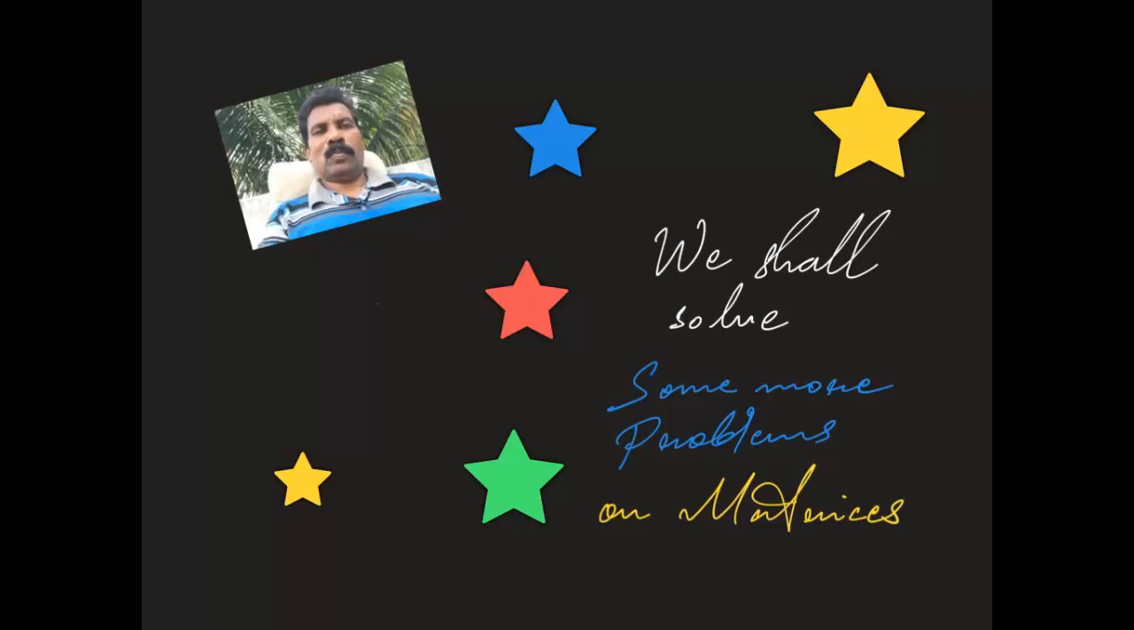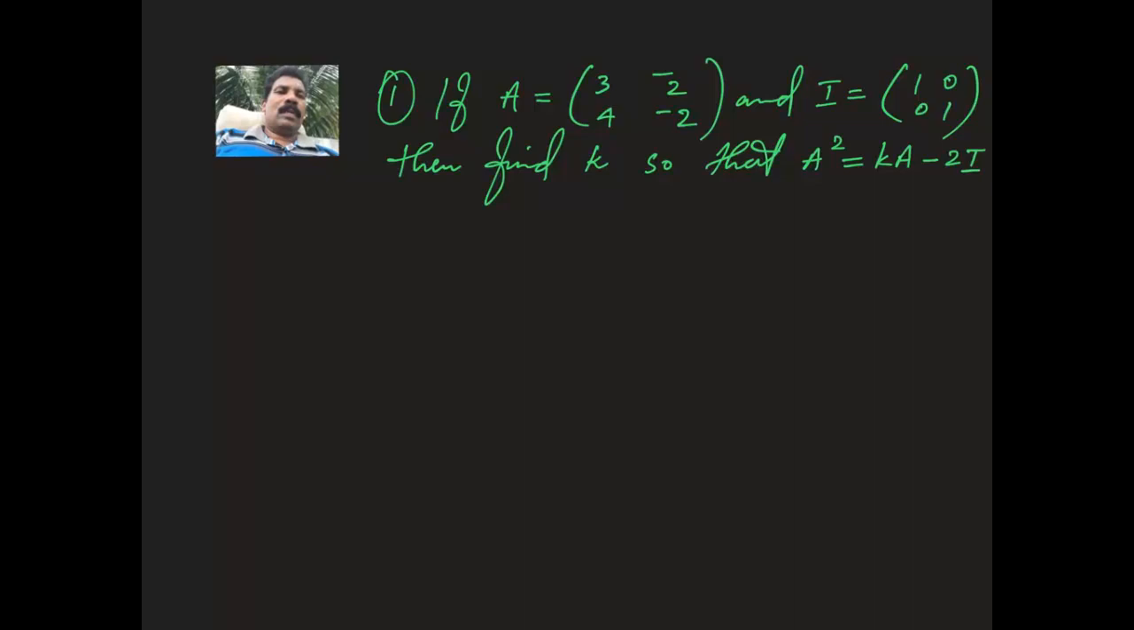We shall solve some more problems on matrices. If capital A is equal to the matrix 3, negative 2, 4, negative 2, and I means identity matrix 1, 0, 0, 1, then find the value of k so that A square is equal to kA minus 2I. Here, how to solve it? It's a very simple question.